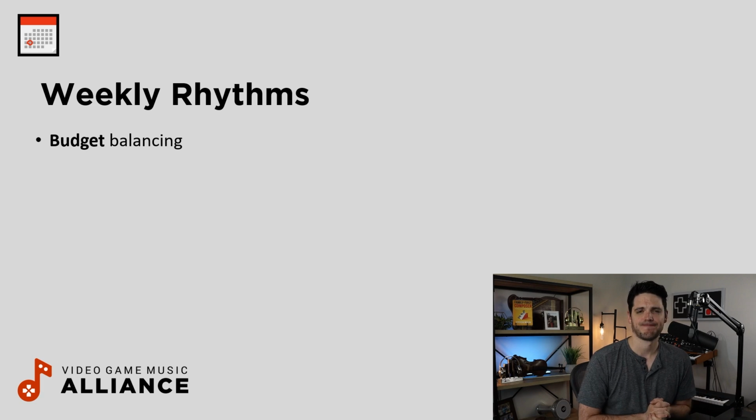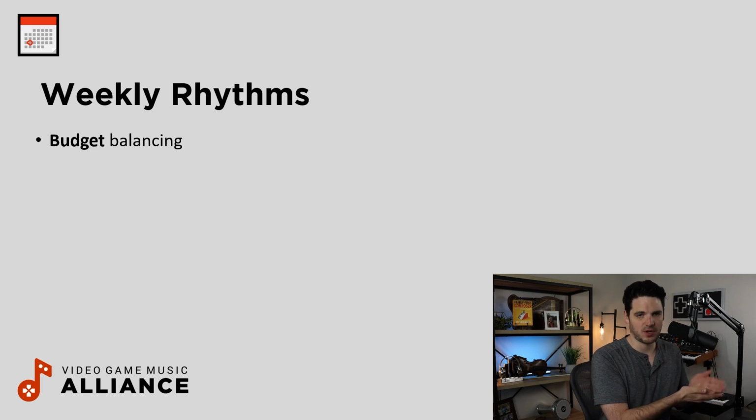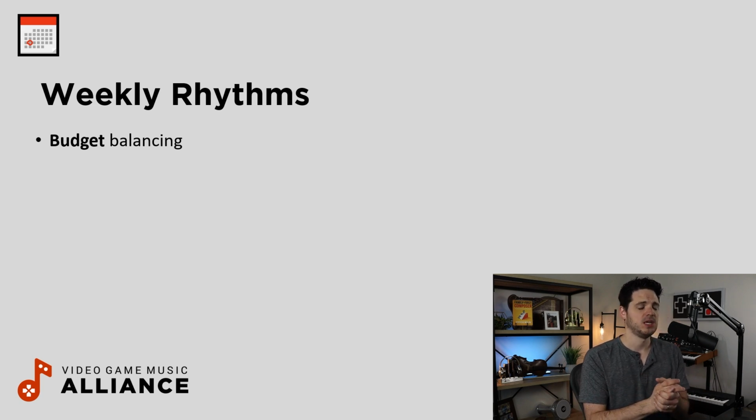Some weekly rhythms you might consider. Budget balancing. In the monthly rhythms, we talked about the power of having a monthly budget so that every month at the start of the month, you are setting on paper what your income is and what your expenses are. That way, there's no surprises, or at least there's as few surprises as possible, in which case you might pull from your savings to pay for something. But a budget balance is the idea of on the weekly, you are checking up on it.